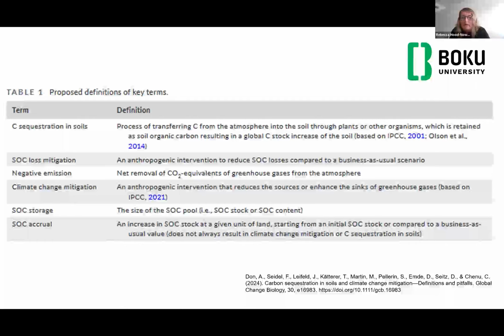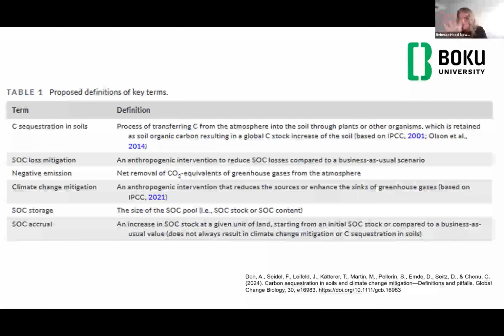We have other things like soil organic carbon loss mitigation, that's just preventing the loss of organic carbon. We have negative emissions, that's the net removal of CO2 or equivalent greenhouse gases from the atmosphere. So sometimes, if we draw down carbon, we can also create problems with things like nitrous oxide emissions, which are more powerful greenhouse gases. And then we can get these negative emissions as well.